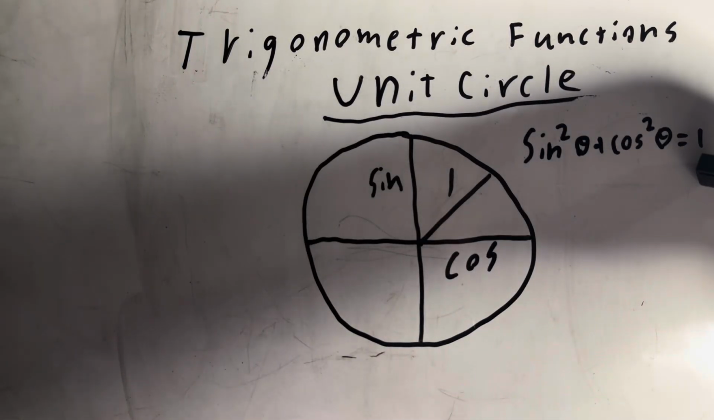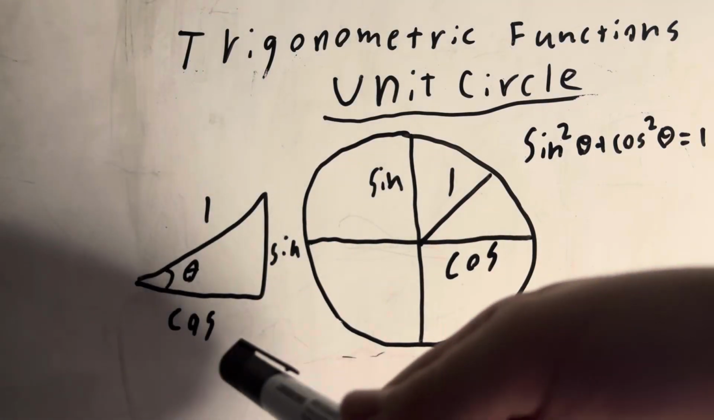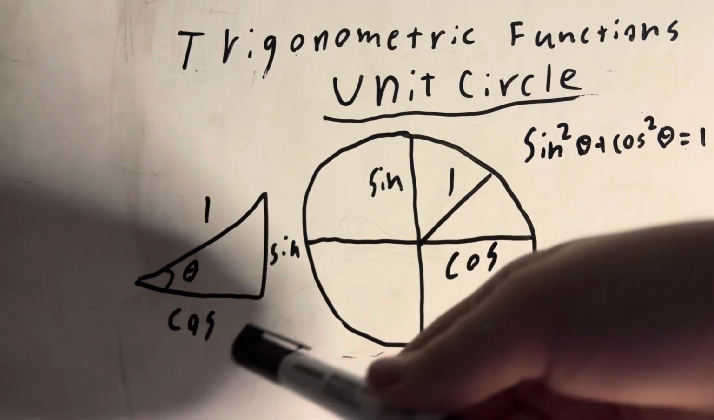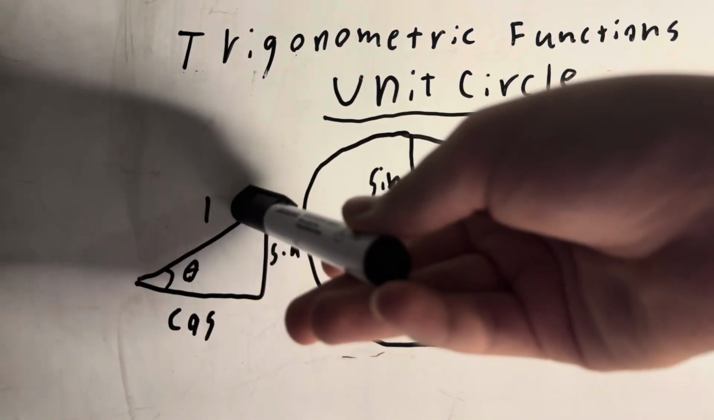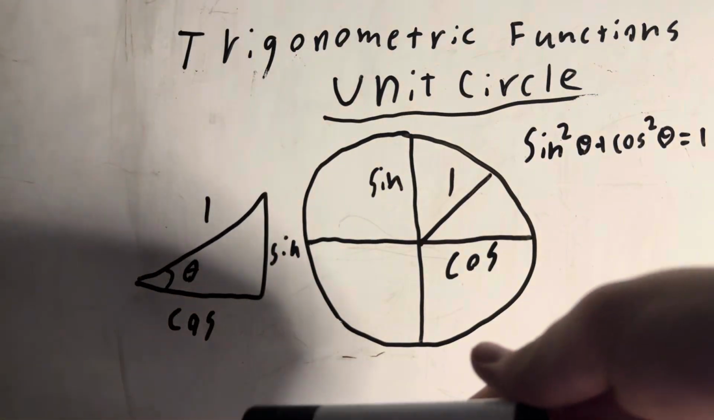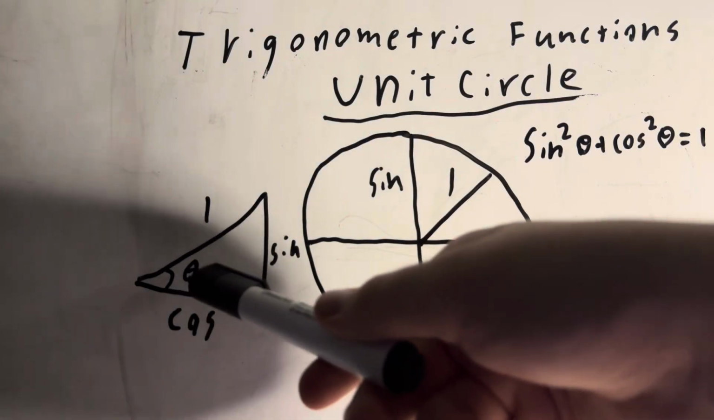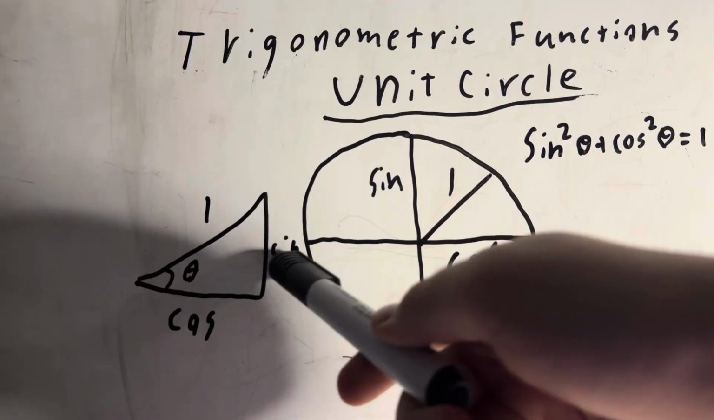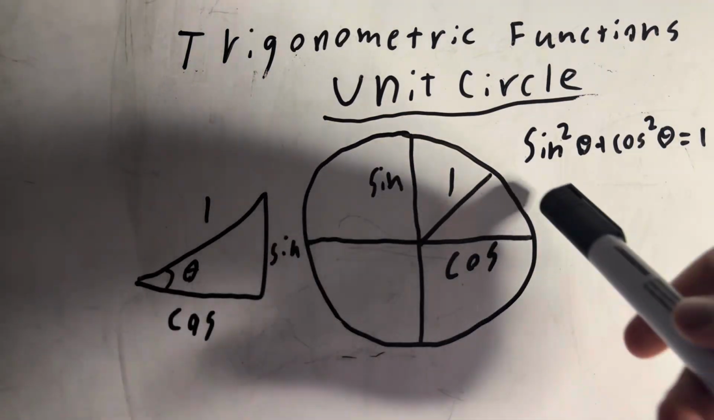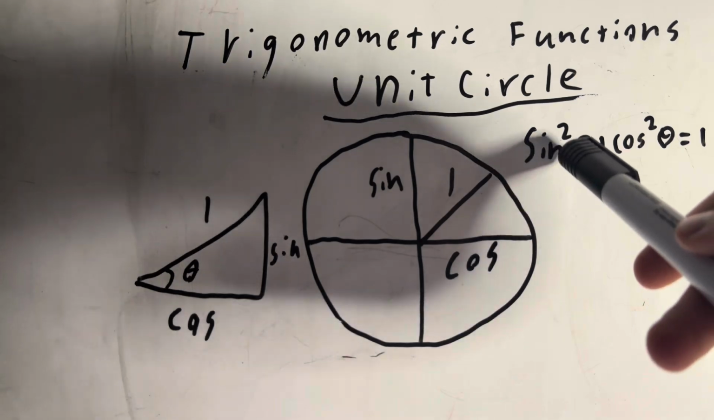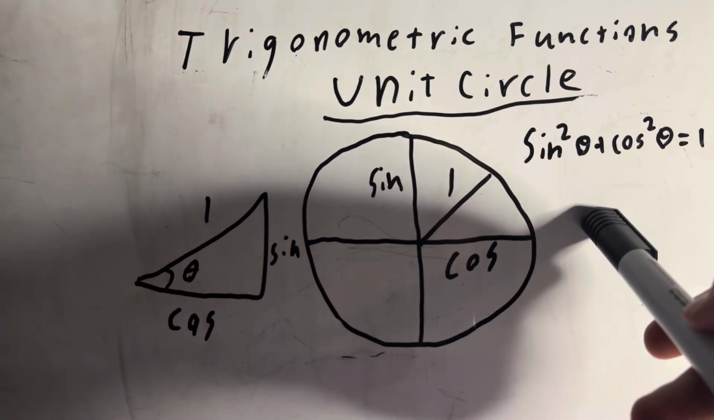Why is this true? Just imagine we took this triangle out of the unit circle. We have the x value of cosine, the y value of sine, and the hypotenuse of 1. Remember the formula, a squared plus b squared equals c squared? Well, we have cosine of theta squared plus sine of theta squared is equal to 1. When you write sine squared of theta, you always write the square before the theta. That's just how you write it.